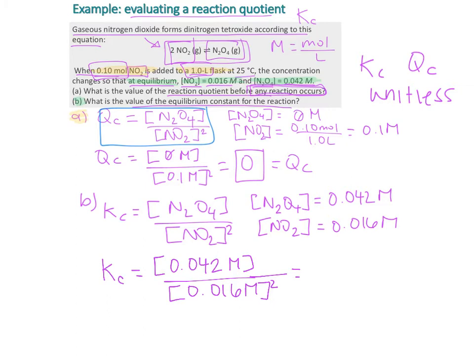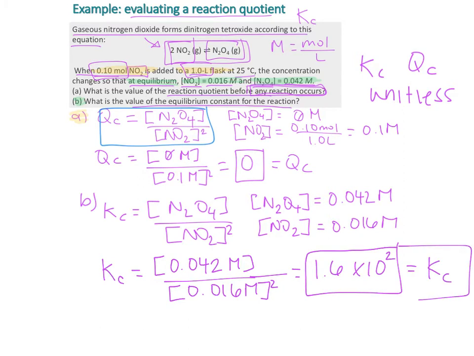So we are going to take our 0.042 and divide by the bottom part, the 0.016 squared. When you divide this out, you will get 1.6 times 10 to the 2. So our equilibrium constant is 1.6 times 10 to the 2, Kc. So those are both answers, that one and this one up here.